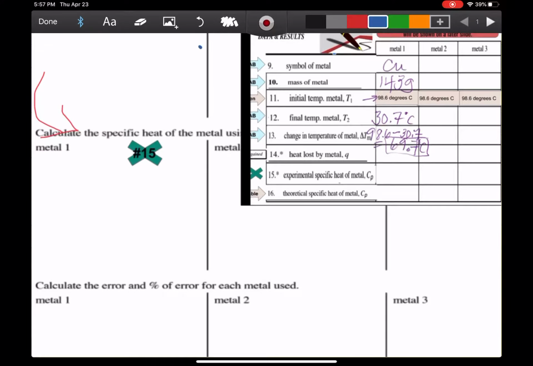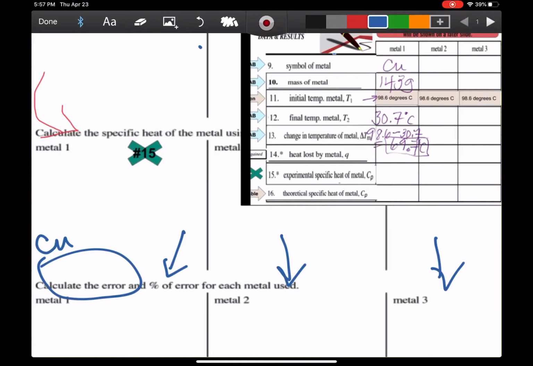All right, in order to do this last question, calculate the percent error, you're going to do this for each of the metals, but we again are working on the copper metal. So to calculate percent error, the formula is percent error is equal to the theoretical specific heat minus the experimental specific heat over the theoretical specific heat. Now this might look difficult, but it's really not.